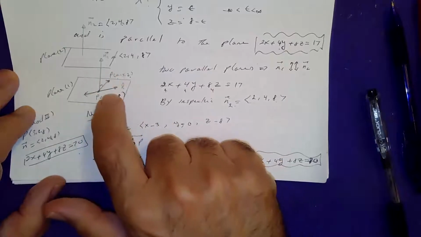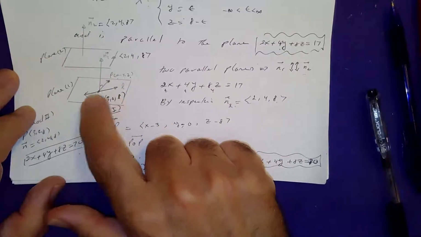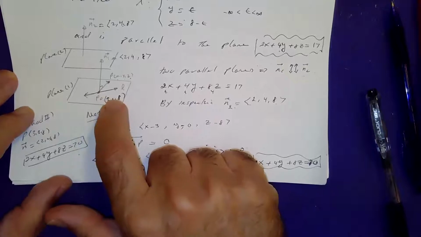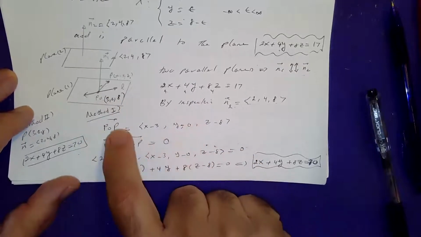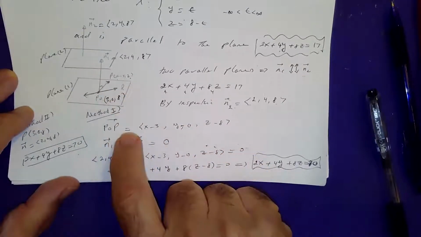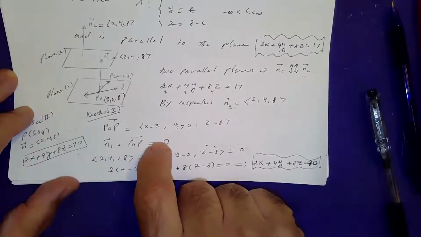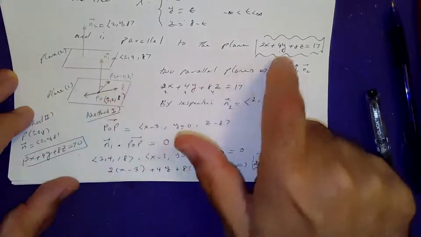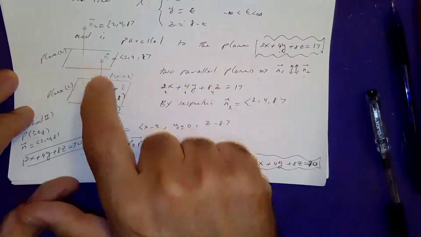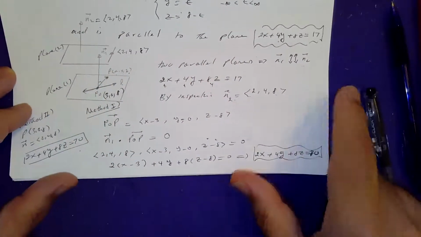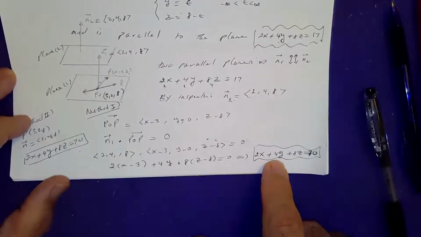Because the normal vector, by definition, is perpendicular to any vector on the plane, I took that vector, P0P, and dotted it with the normal vector, which is the same as the normal vector for this plane because the planes are parallel. And lo and behold, I got the equation.